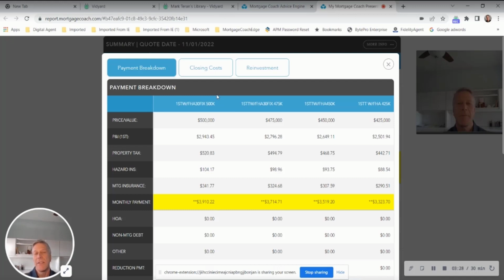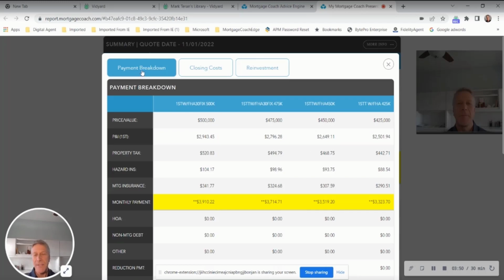In some cases recently I did one for a gentleman who wanted to look at a temporary buy down. So we did options for him on a temporary buy down. We can look at different purchase prices. We can look at different interest rates and fee structures. In this case, we did different purchase price options.